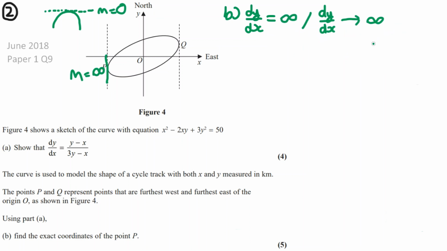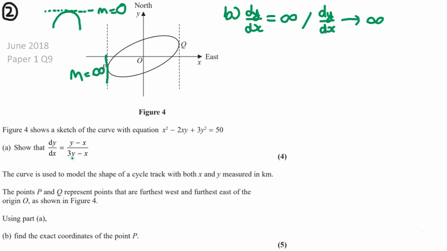The way we say it is that dy over dx is approaching infinity. But the reason this is useful to us, that at P dy over dx is approaching infinity, is when we look at dy over dx, the equation that we got in part A, this is going to be approaching infinity when we're dividing by 0. Remember, when we divide by 0, we can't do it. So we're approaching infinity when we're dividing by 0.